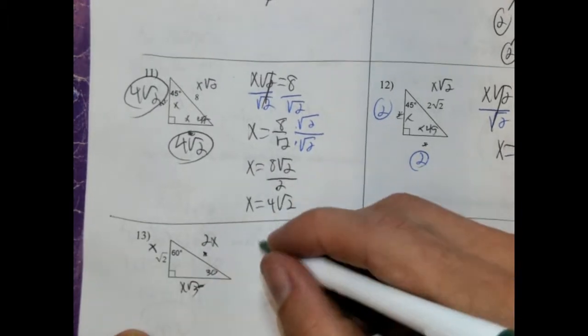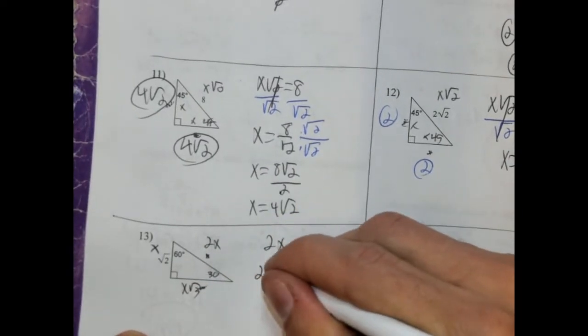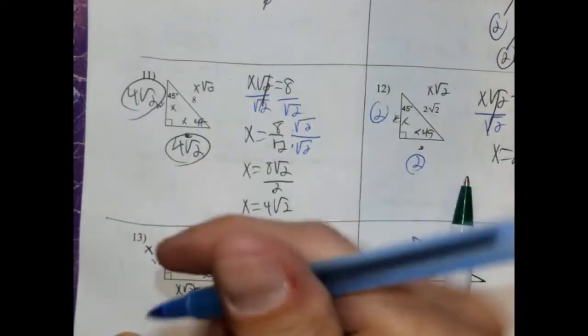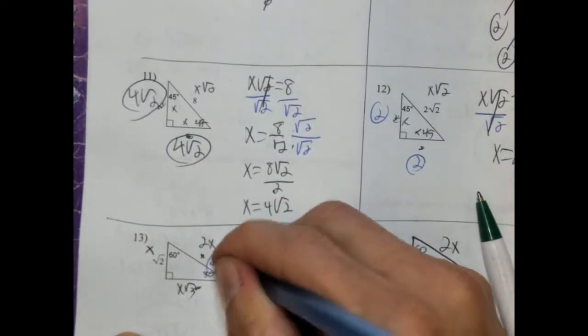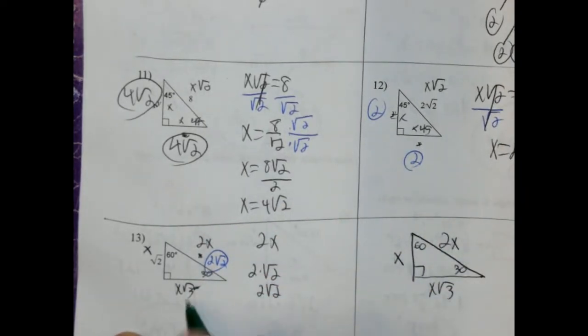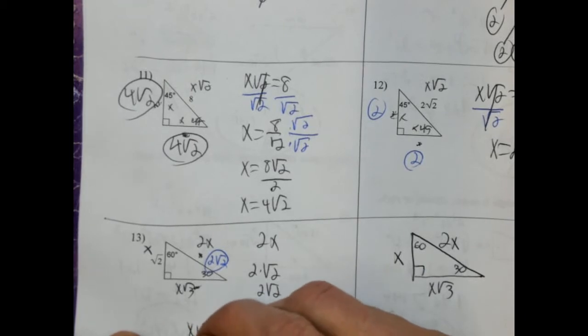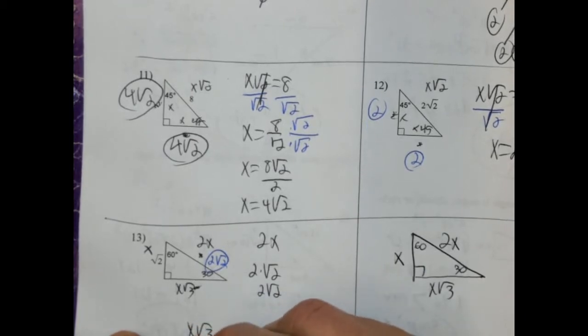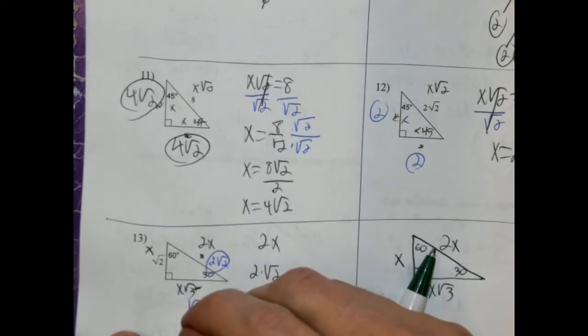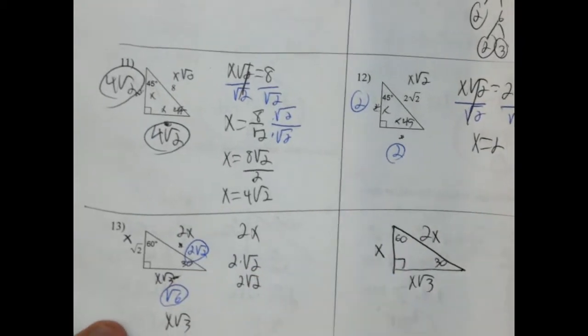So 2x will be 2 times radical 2, which is just 2 radical 2. So 2x is going to be 2 radical 2. Okay. Now over here, x radical 3. So, x radical 3 is going to be radical 2 times radical 3, which is radical 6. And that cannot be simplified. So radical 6. And that's it.